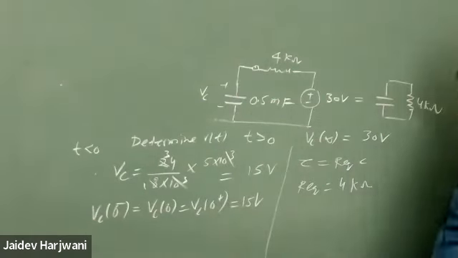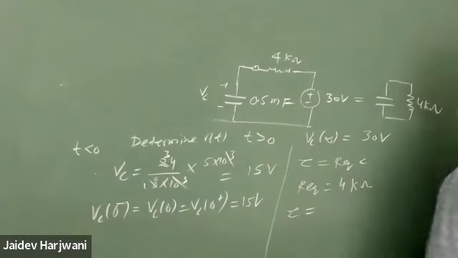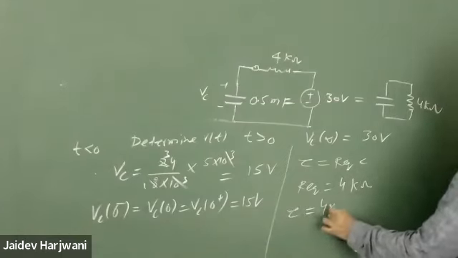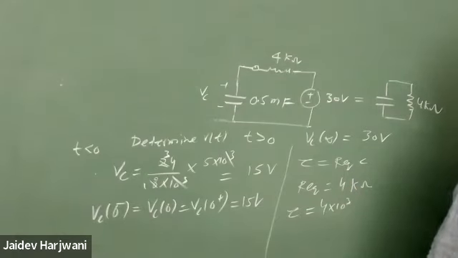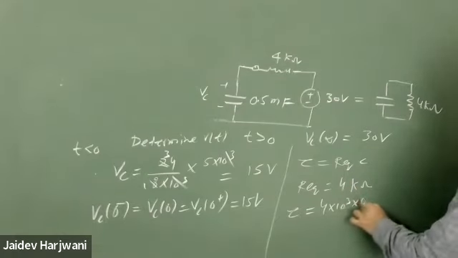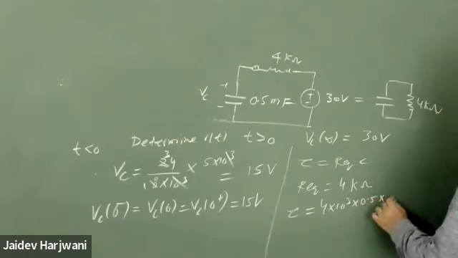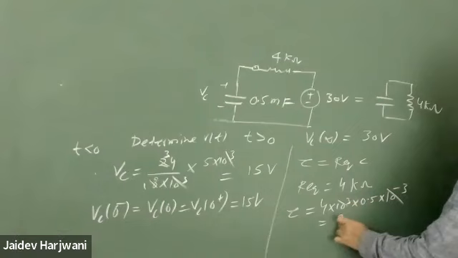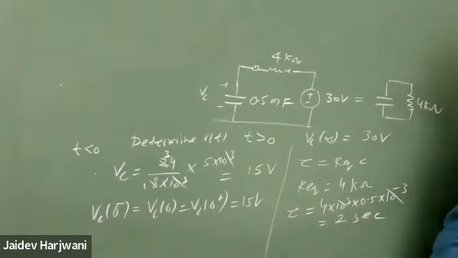So I can find my tau. Tau is R equivalent, 4 into 10 to the power 3, and your C is 0.5 millifarad, 10 to the power minus 3. Cancel. This tau is 2 seconds.